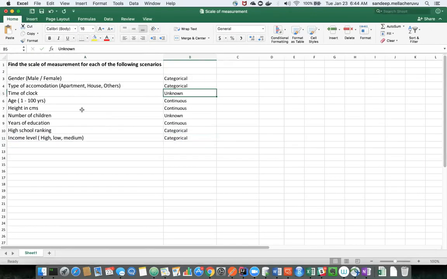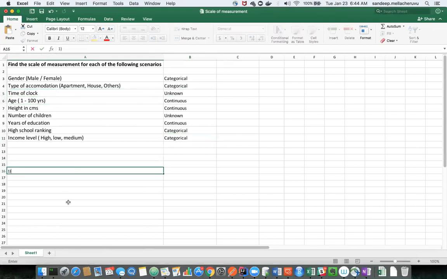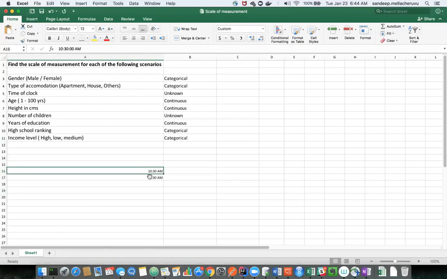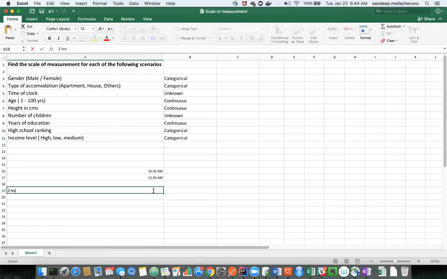Actually, strictly speaking, this time of the clock could also be continuous. The reason is, say 10:30 a.m. and, for simplicity, 12:30. I definitely cannot add these two times, but I can subtract. From 12:30, I can subtract 10:30, and I can say 2 hours is the difference.